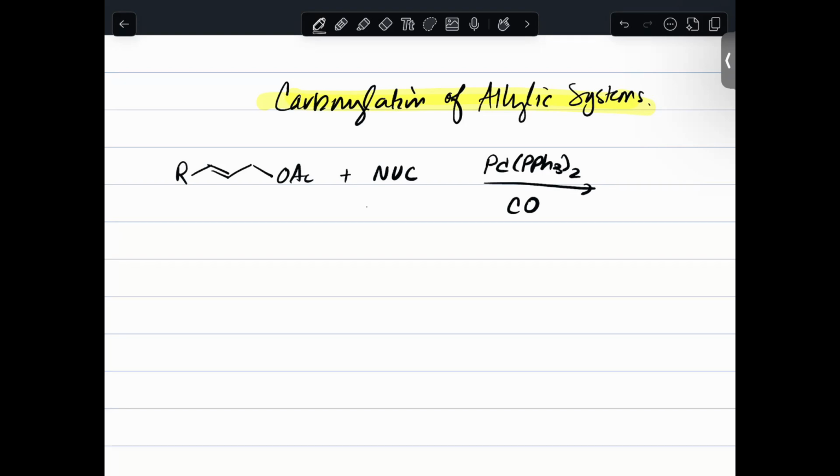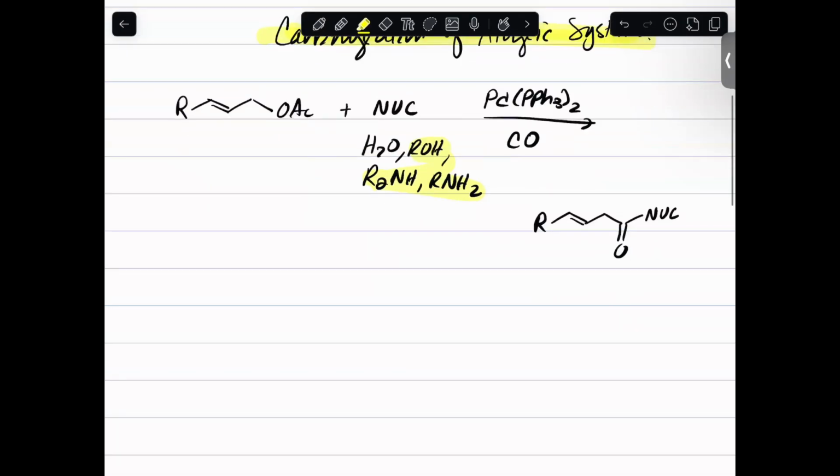And we can use a variety of nucleophiles, water, alcohols, or amines to form our desired products, which are typically either carboxylic acids if you have water as your nucleophile, or carboxylic acid derivatives if you've got alcohols and amines as your nucleophiles.